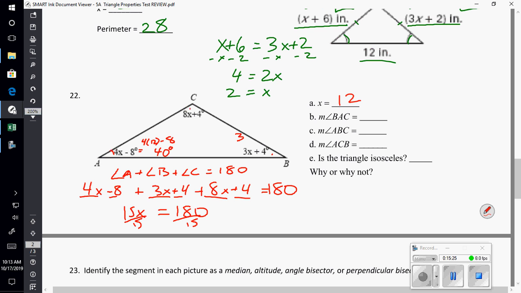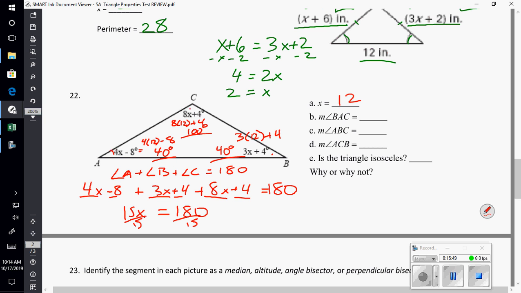This would become 3 times 12 plus 4. 3 times 12 is 36, plus 4 is 40 degrees also. And 8 times 12 is 96, plus 4, 96 and 4 is 100. So if everything worked out right, those three numbers should add up to 180, and they do.